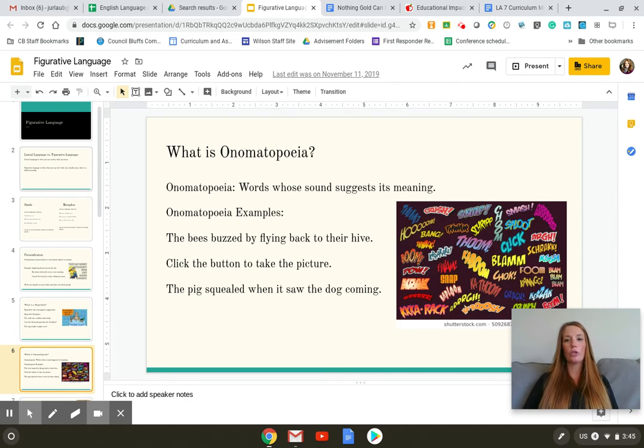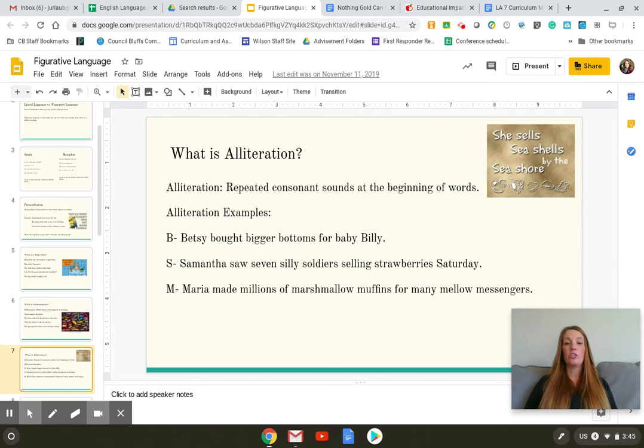An onomatopoeia is just a word whose sound suggests its meaning. So things like bang, crash, boom, those are things that we see often in comic books. And then finally, alliteration, which is when we see the same repeated consonant sound at the beginning of words. So Betsy bought bigger bottoms for her baby named Billy. That would be alliteration. So it's a really quick review of figurative language, and this presentation will actually be linked in the work that I have for you to do today, so you can look back at this to remind yourself of what type of figurative language you're looking for.